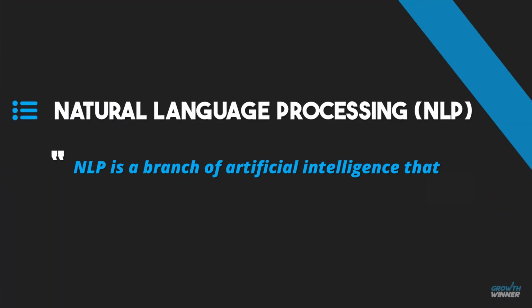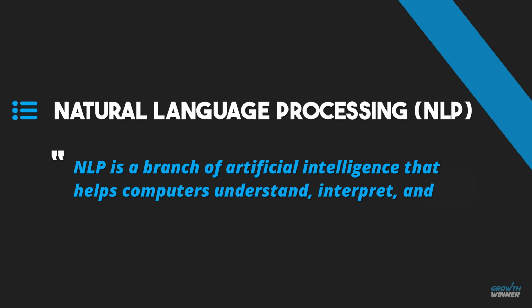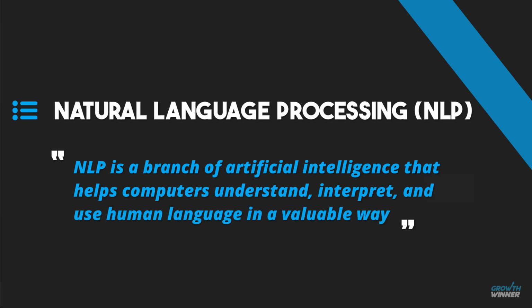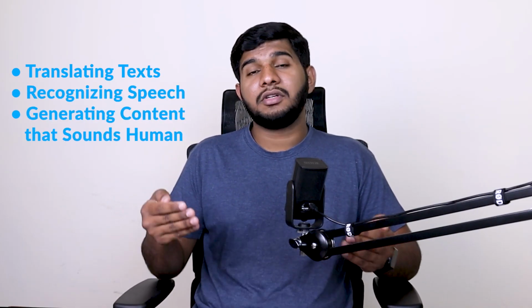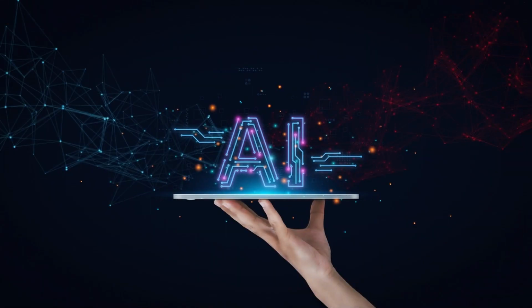But first, let's define natural language processing or NLP. NLP is a branch of artificial intelligence that helps computers understand, interpret, and use human language in a valuable way. By analyzing the structure and meaning of the words and sentences, NLP allows machines to perform tasks like translating text, recognizing speech, or even generating content that sounds human. Essentially, it's how machines make sense of our language to perform tasks that typically require human intelligence. Search engines can't read, so they use AI to understand and derive meaning from human language.